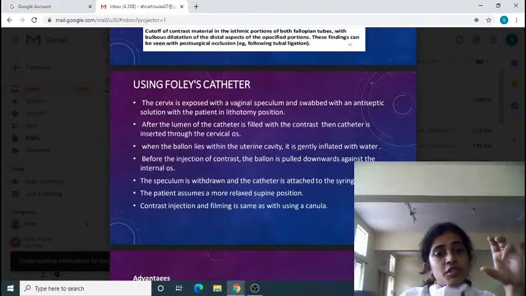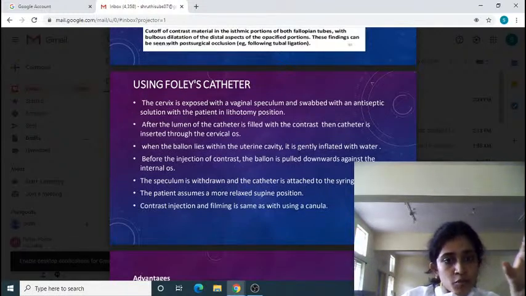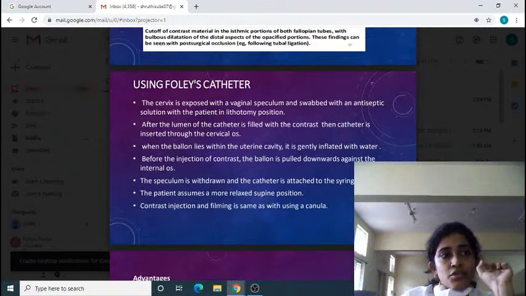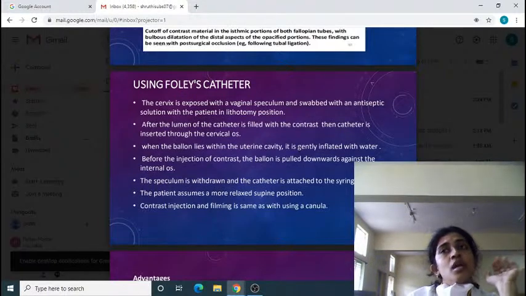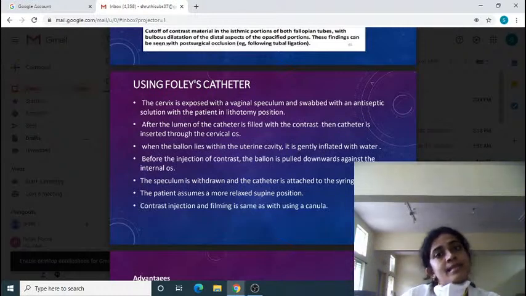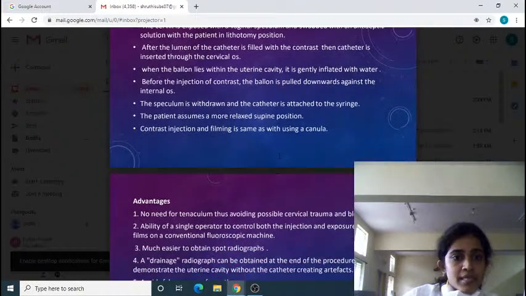Before the injection of contrast, the balloon is pulled downwards against the internal os. The speculum is withdrawn and the catheter is attached to the syringe. The patient assumes a more relaxed supine position. Contrast injection and filming are done using the catheter. More than a Foley, we feel more comfortable using a Leech-Wilkinson cannula, so we use that procedure more and the Foley catheter less.